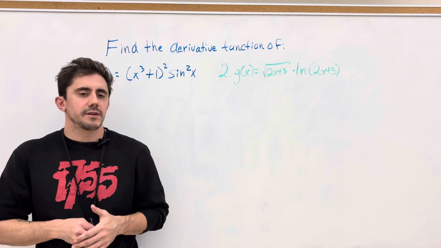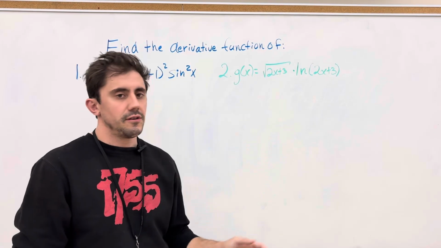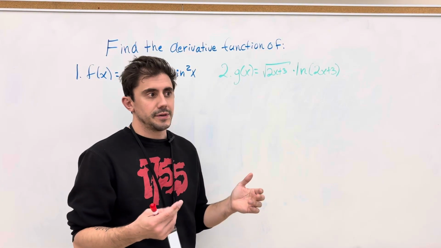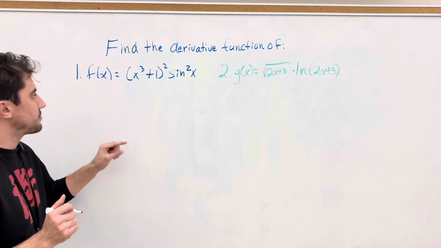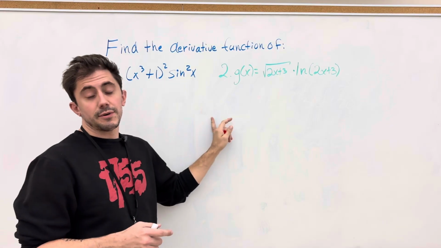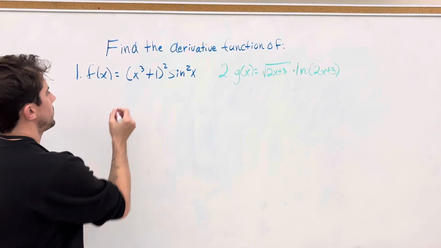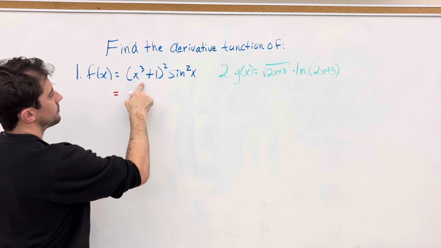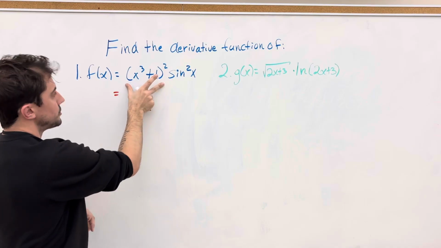Good afternoon, everyone. Today we're going to differentiate two different functions using all of the differentiation rules that can be applied. So for the first one, f of x is (x cubed plus 1) all squared times sine squared of x. So we're going to start off using the product rule. And so we're going to do the derivative of the first part. That means using the chain rule.